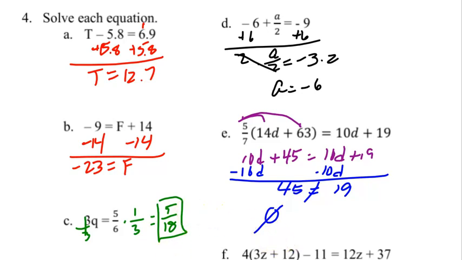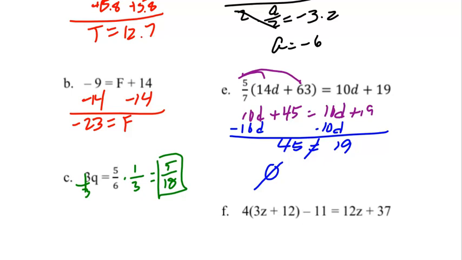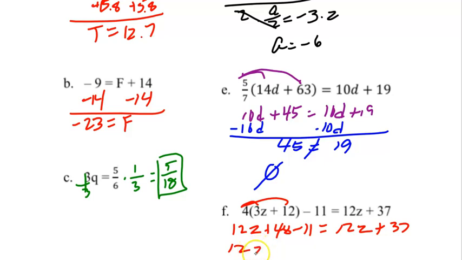And then this next one here, let's just scroll up a little bit. Here we're going to distribute the 4, and that gives me 12z plus 48 minus 11, and this has to equal 12z plus 37. Now if I combine like terms on this side, I get 12z plus 37, and that equals 12z plus 37. Since both sides are equal, this would be many solutions.